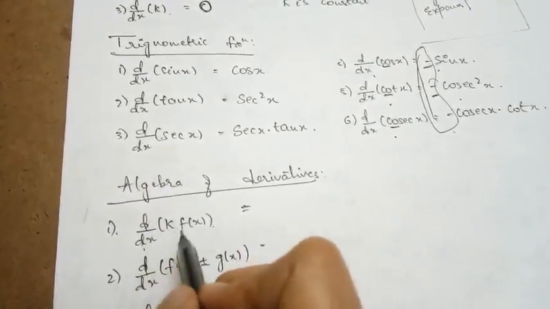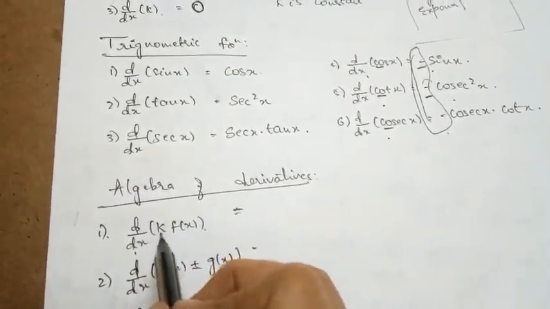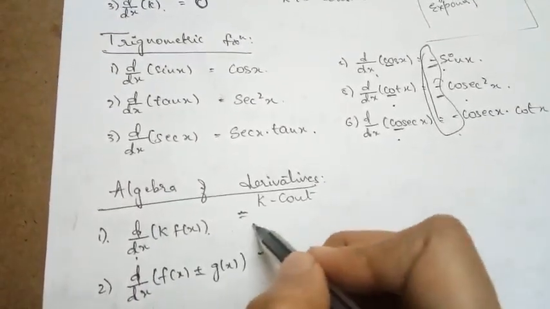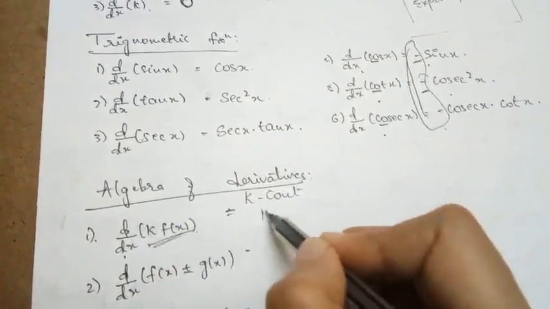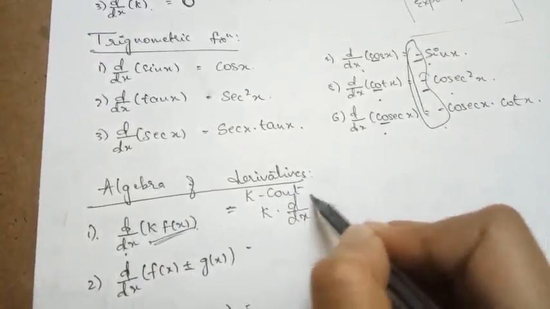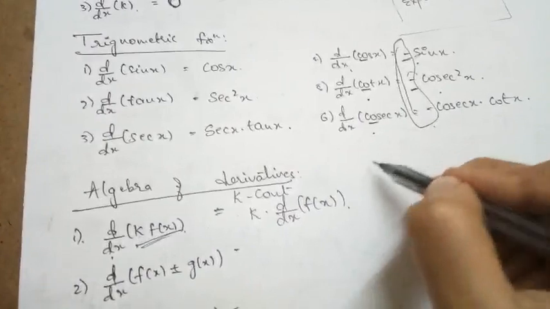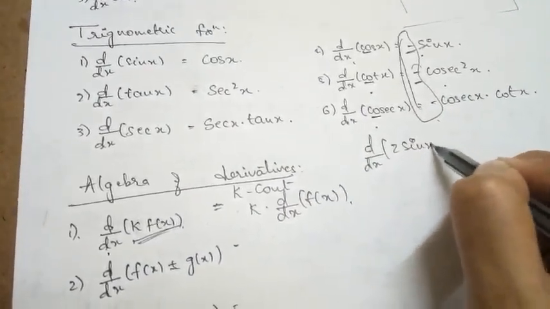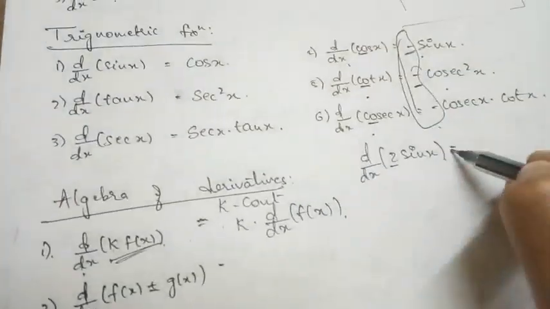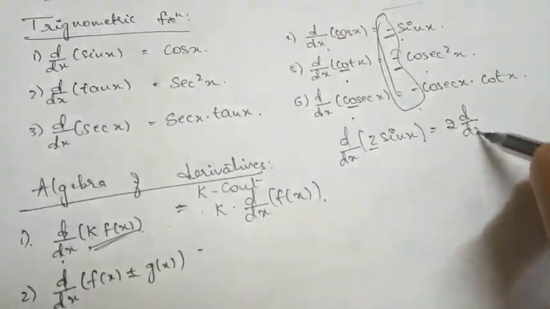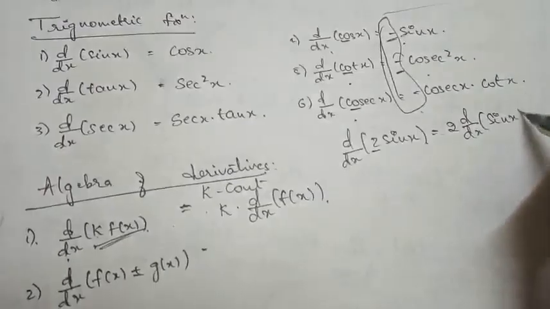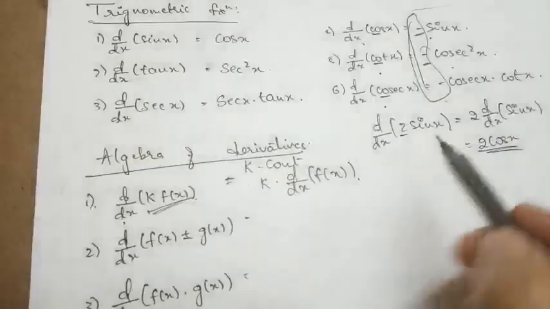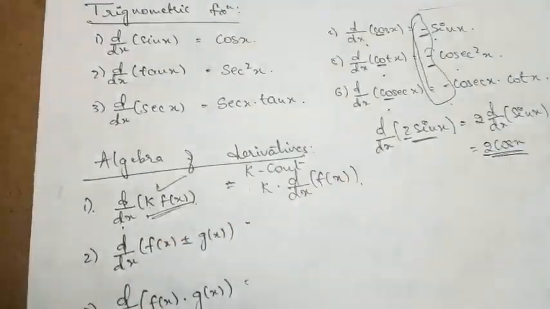Later, we have studied the algebra of derivatives. For the differentiation of a function where k is a constant, the derivative will be k times d by dx of f of x, right? Suppose I consider finding the derivative of the function 2 sin x, where 2 is a constant. It is equal to 2 times the derivative of sin x. What is the derivative of sin x? It is cos x. So 2 times cos x will be the answer. This is of the type k times f of x.